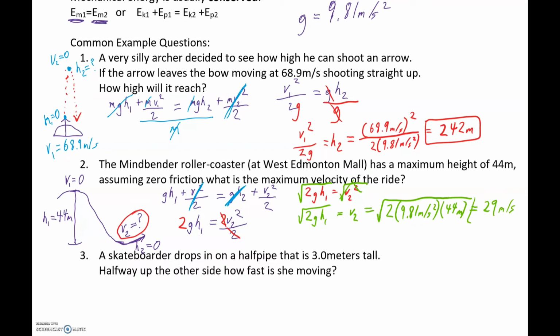I wonder if this is correct based off of the real numbers from Mindbender. But they do have friction, and they also possibly do have a starting velocity. So it's not going to be exactly right, but I wonder if it's close.